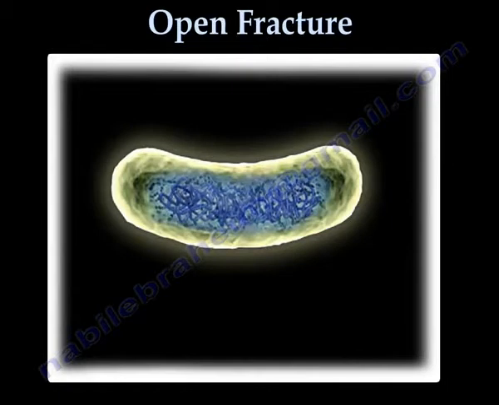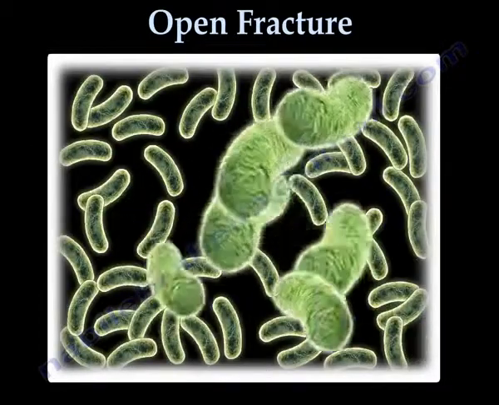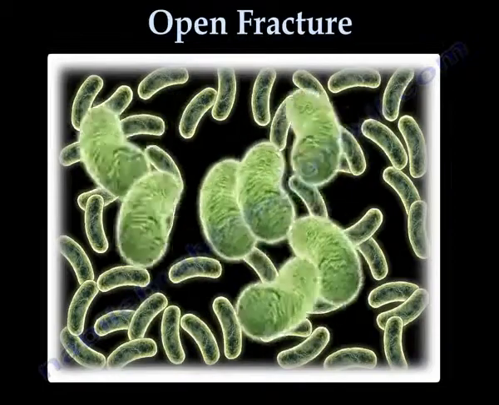Bacteria multiply by replicating their DNA and then dividing into 2 identical bacterial cells. Due to this doubling of bacterial cells, the population of bacteria grows rapidly.